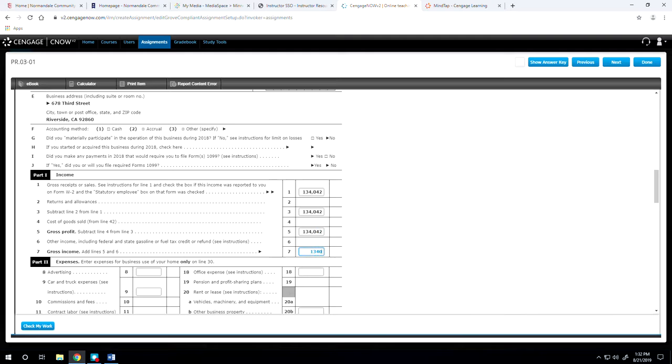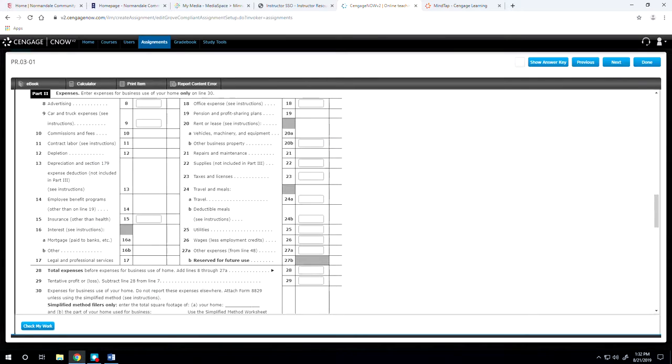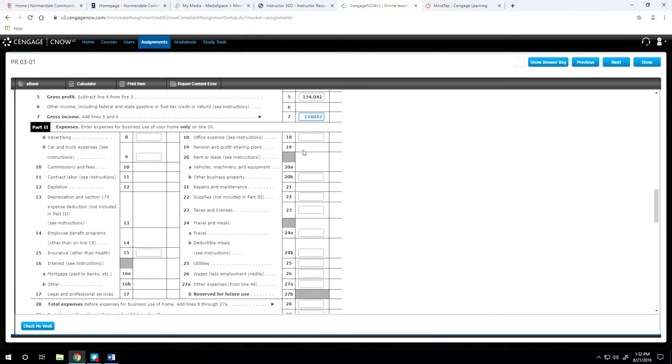So $134,042 is this company's gross income. Now let's go down to the expenses. I'm not going to keep scrolling up and down because I think that's going to get a little annoying. But if you go to page 36 in chapter 3, this problem is right there with all the numbers that I'm going to refer to.